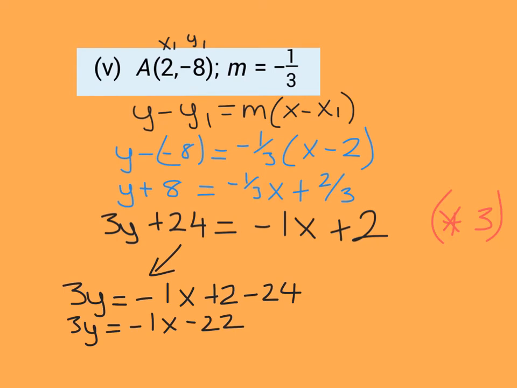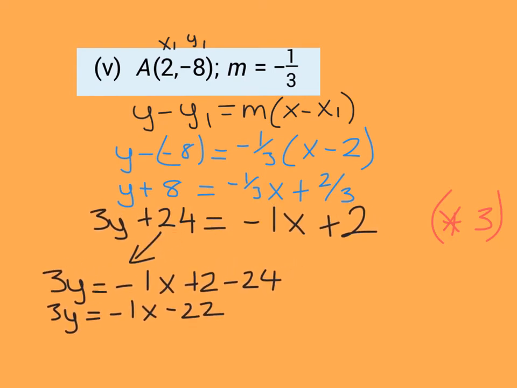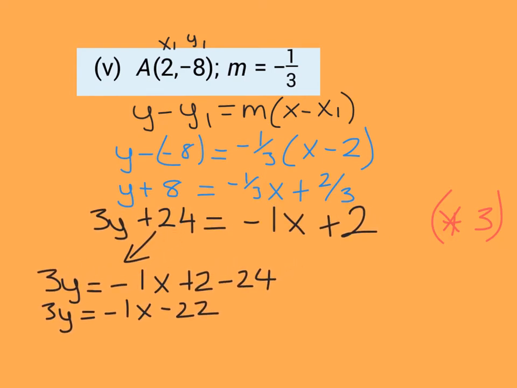Okay, now not finished yet. The last thing that we need to do is just divide everything by 3 the whole way across. So that gives me y equals minus a third x minus, and I'm just going to leave that as 22 over 3.